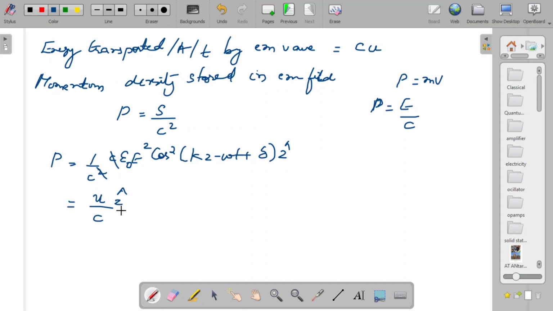So the energy is transported in the direction of propagation of the wave. Also, the momentum is transferred in the direction of the propagation of the wave. So that is the momentum vector. Okay, now we know that this momentum, or U basically, has a cos square factor. So with time, as time goes on, it fluctuates according to a cos square relation, right?